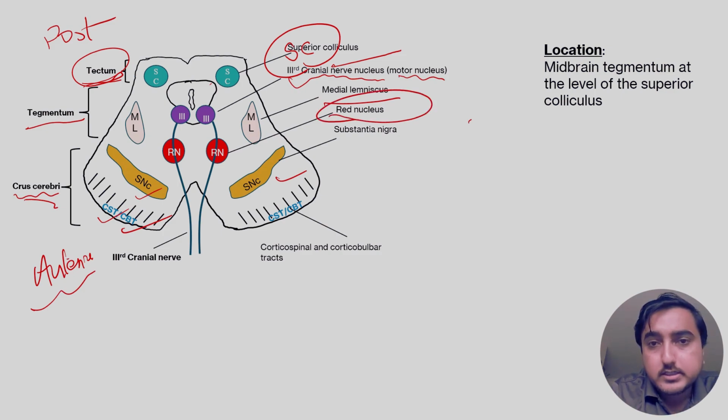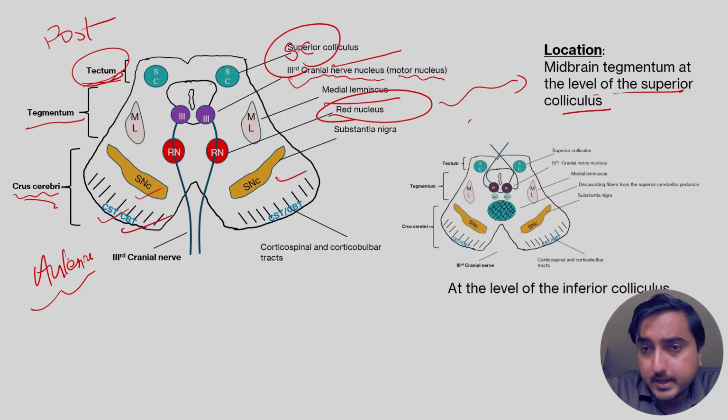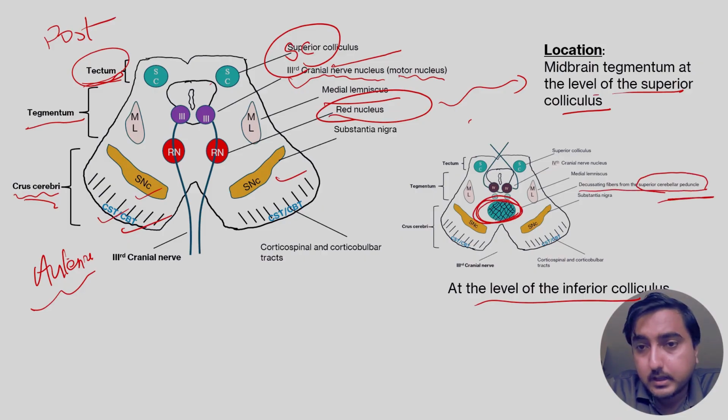So our red nucleus is present in the midbrain tegmentum at the level of the superior colliculus. Now why am I saying superior colliculus? Because at the level of the inferior colliculus, the midbrain section looks something like this. So we don't have the red nucleus here, rather we have decussating fibers from the superior cerebellar peduncle, and the fourth cranial nerve is originating at the level of the inferior colliculus, not the superior colliculus. At the level of superior colliculus we have the third cranial nerve, whereas at the level of inferior colliculus we have the fourth cranial nerve nucleus.